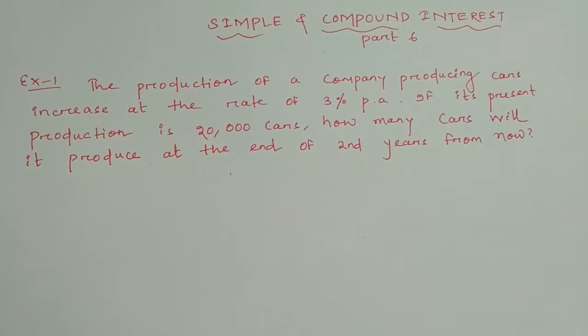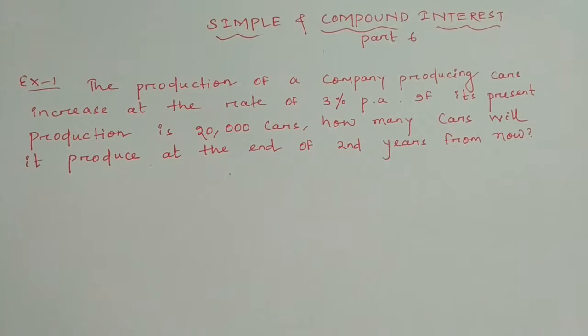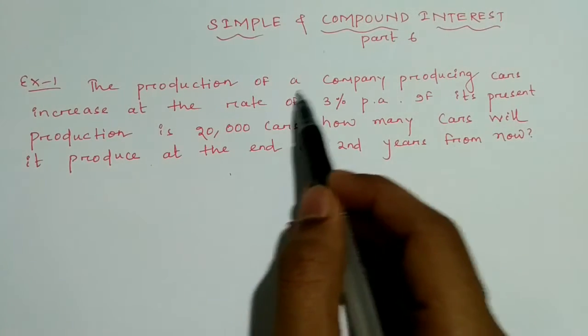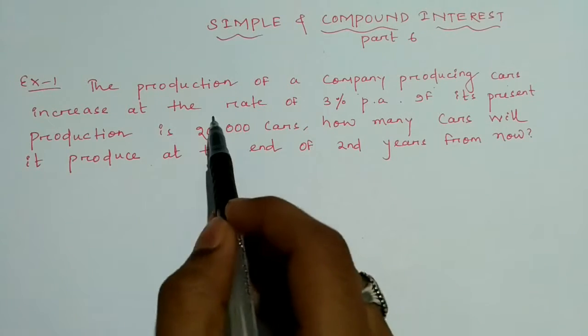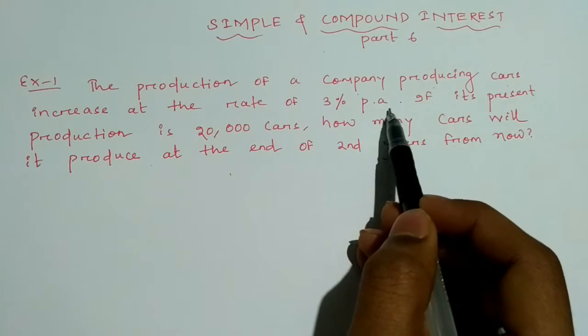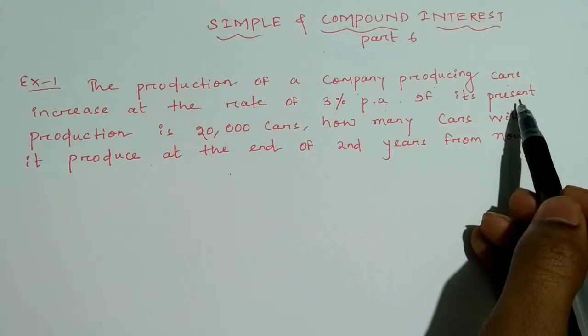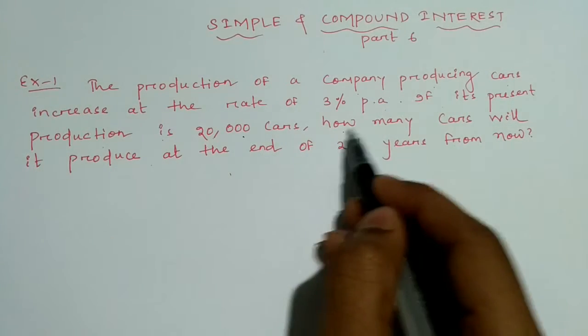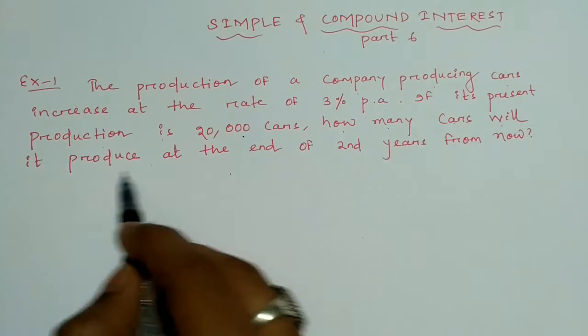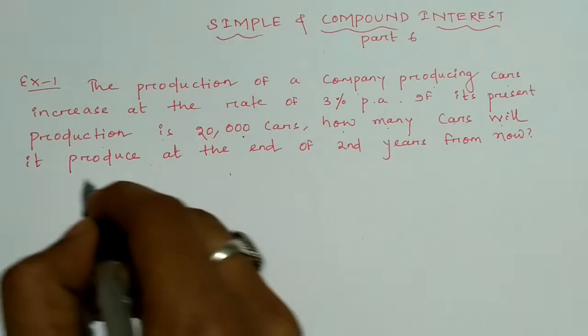So friends, here is your example number 1. Let me read out the question first. The production of a company producing cars increases at the rate of 3% per annum. If its present production is 20,000 cars, how many cars will it produce at the end of 2 years from now?